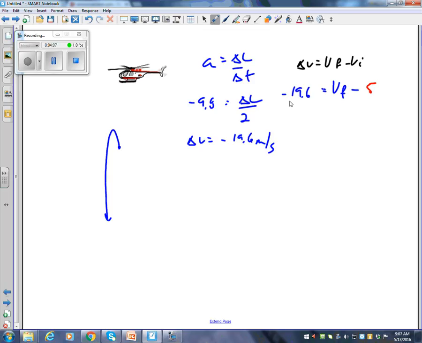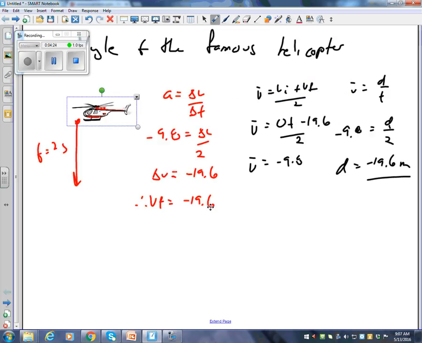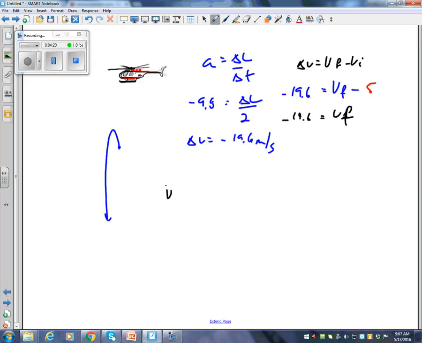So it is important. So this now becomes minus 14.6 is equal to the VF, right? It's actually falling a little bit slower than before. How come? Because it started going up. Now, V bar equals VI plus VF over 2. The initial was plus 5. That's important that it's plus. VF is minus 14.6 over 2.